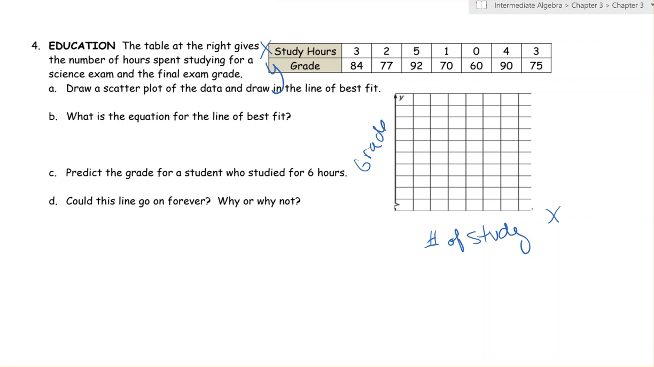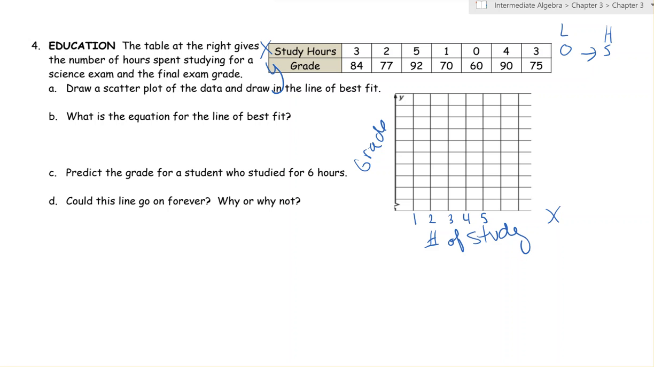And you can see in this particular one that there are no increments put in for either the X or the Y. So I want to think about what the lowest number is and the highest number for each. The lowest number that I get for study hours is 0, and the highest is 5. So that one is pretty straightforward, right? We're going to go 1, 2, 3, 4, 5. Each box is an increment of 1.